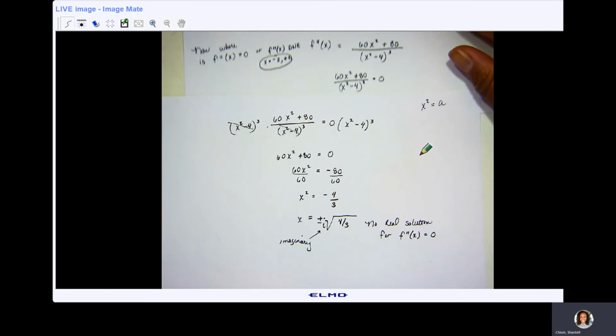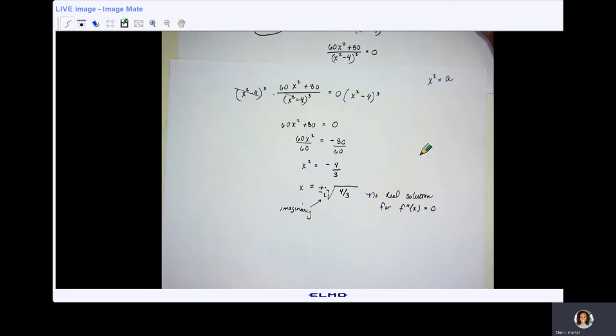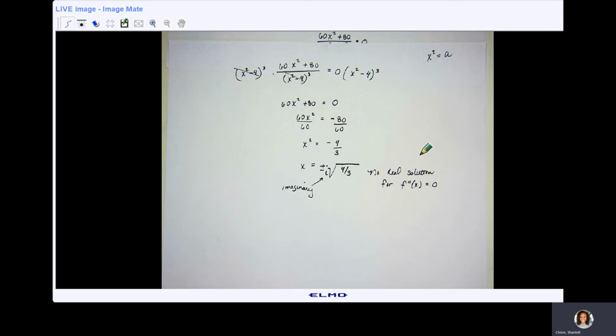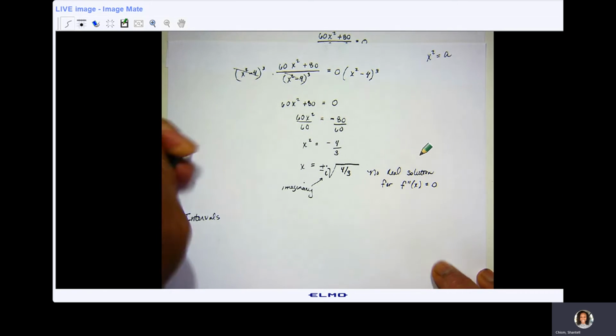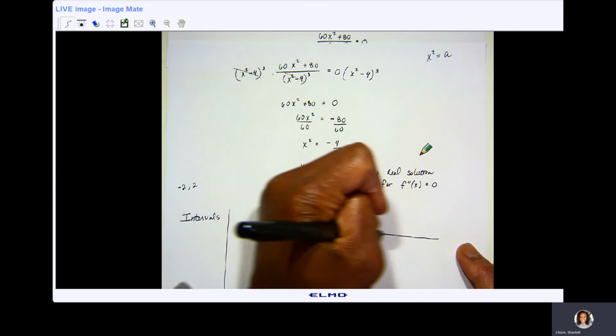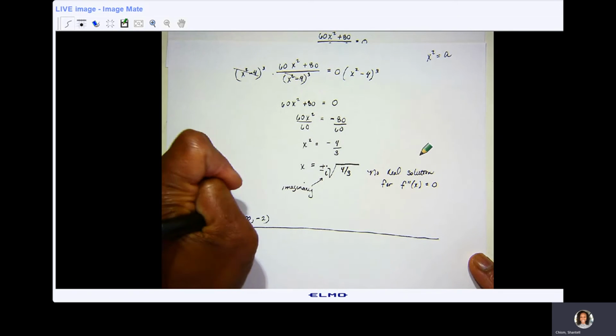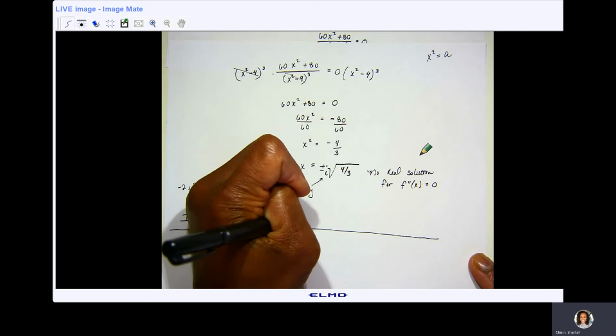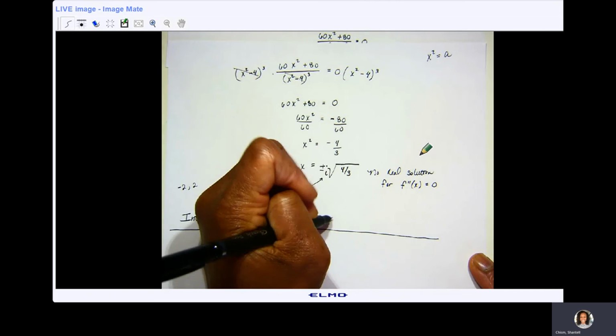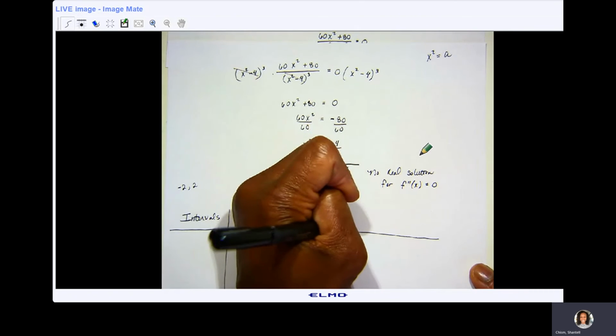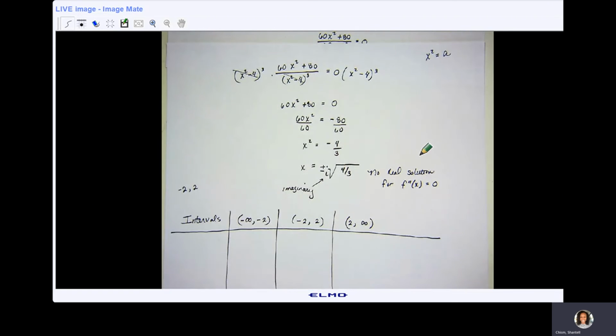Okay? So, I'm sorry, let me speed that up a bit. Because there are no real values for when f double prime equals 0, our intervals are going to be set up using only when it was non-existent, -2 and +2. So our intervals are from -infinity to -2, from -2 to +2, and then from +2 to infinity.